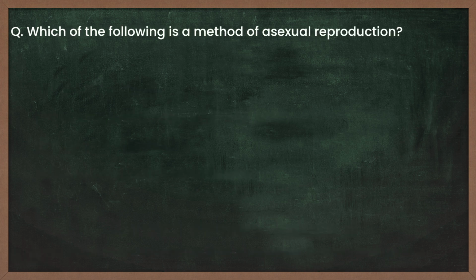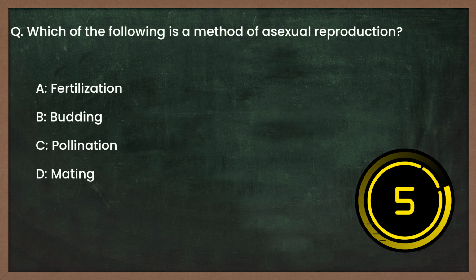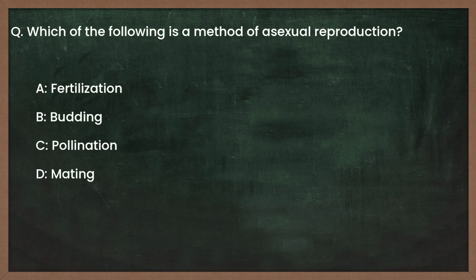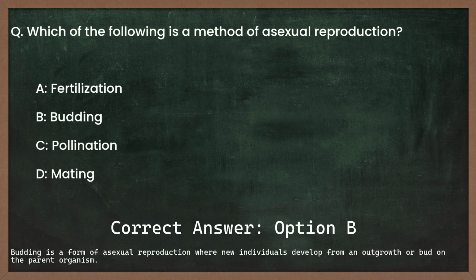Question: which of the following is a method of asexual reproduction? Option A, fertilization. Option B, budding. Option C, pollination. Option D, mating. You have 5 seconds to answer the question. The correct answer is option B, which is budding. Budding is a form of asexual reproduction where new individuals develop from an outgrowth or bud on the parent organism.